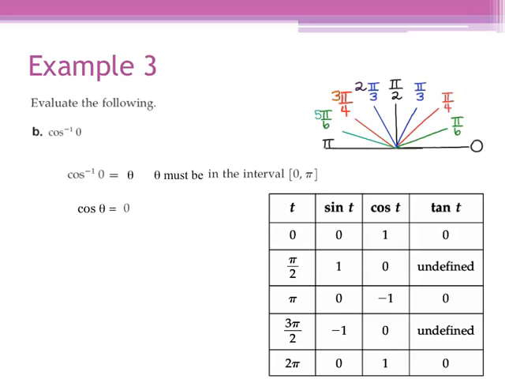Okay, so pi over 2, is that between 0 and pi? It is, so we are all set there. So theta has to equal pi over 2, so cosine inverse of 0 equals pi over 2. That is our answer.